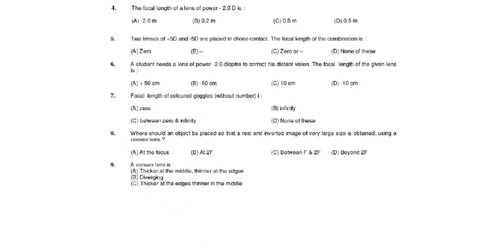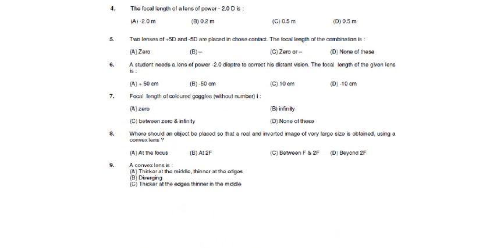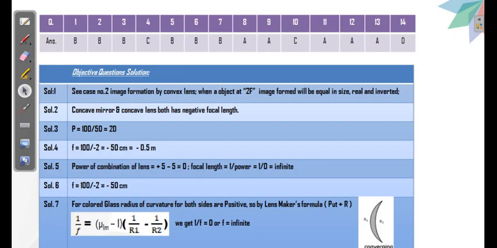So there is a question number 7. See here, focal length of colored goggles. There is an option: 0, infinity, between 0 and infinity, and none of these. Okay, so let's see a solution. To solve this problem we apply the Lensmaker's formula.